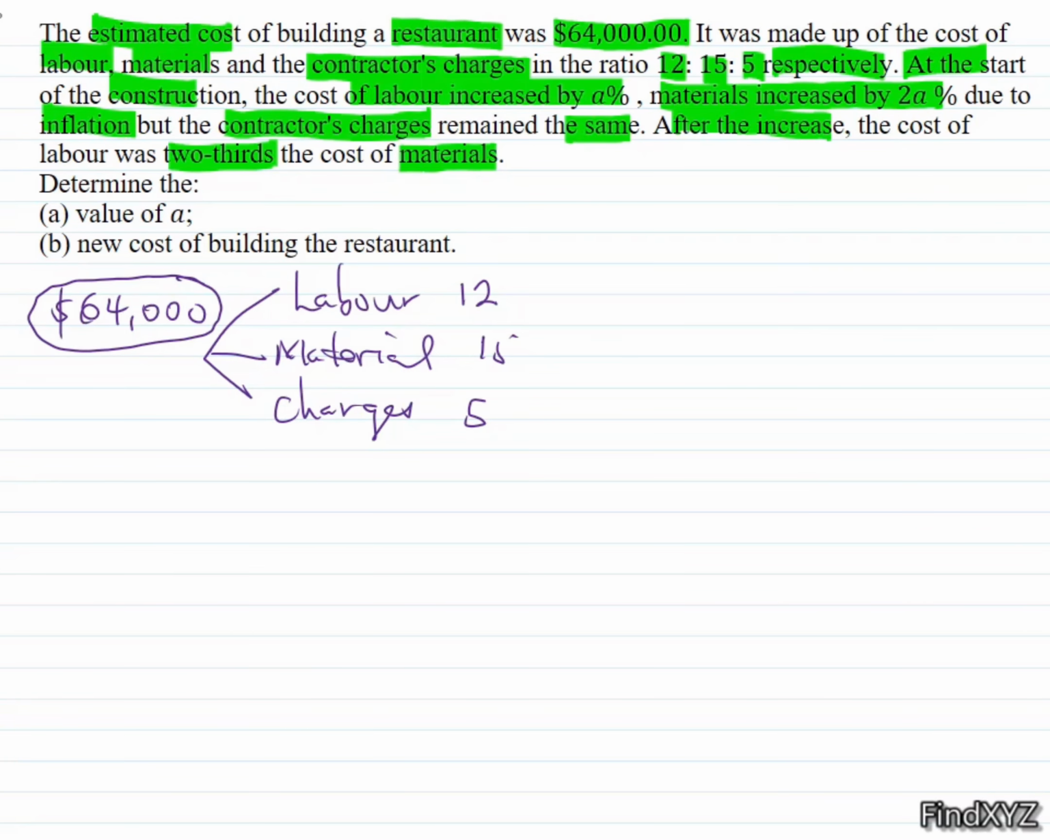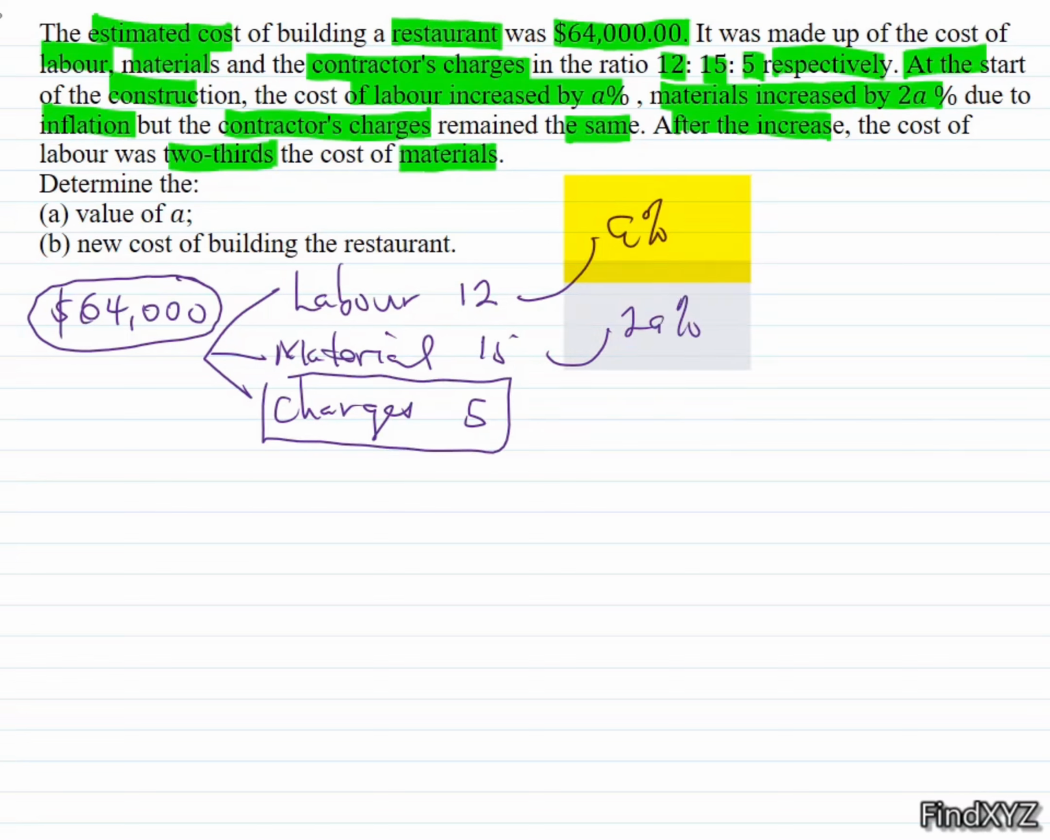However, something happened. When they were about to start the construction, things went up. There was an inflation. Inflation is basically rising the price of goods and services, right? So it means that whatever amount that was first estimated, it will go up. But how did it go up? Labor went up by A%. Material also went up by 2%. However, the contractor decided to charge the same amount, so contractor's charges is fixed.